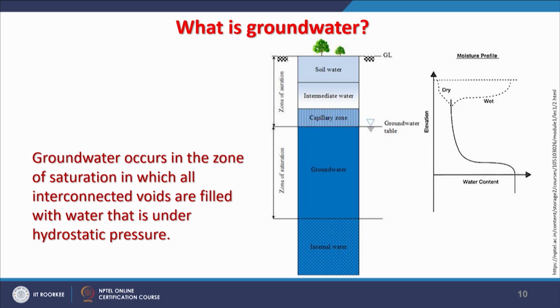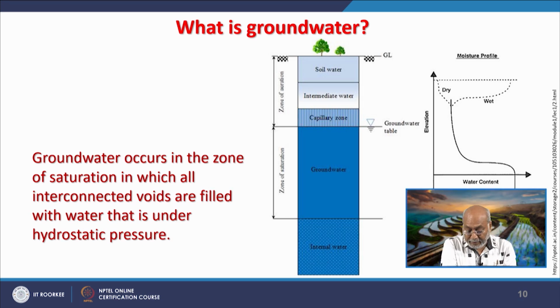Now, when we talk about groundwater, in the middle part which you can see, I have already said, is the zone of saturation. So, if we start from the top, you have a surface, which might have vegetation, and the moisture in the soil is what we call soil water.